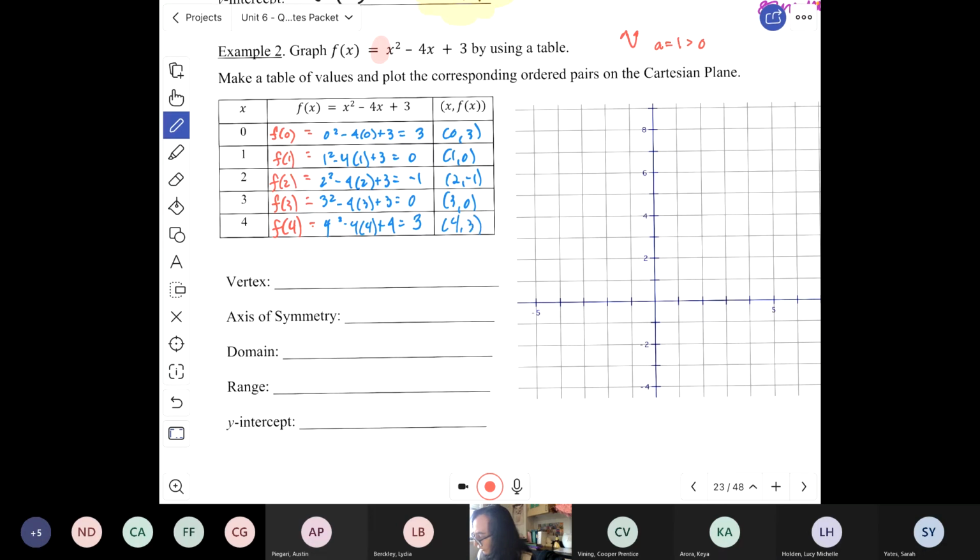Okay. So then I could graph this. So I have (0, 3), (1, 0), (2, -1), (3, 0), (4, 3). And I have the graph. And of course, labeling the axes so I don't lose any credit. That's a good habit to get in. All right. What is the vertex of this parabola?